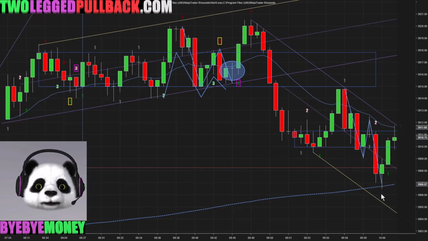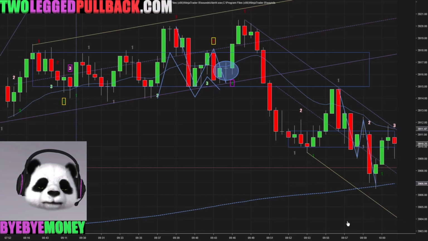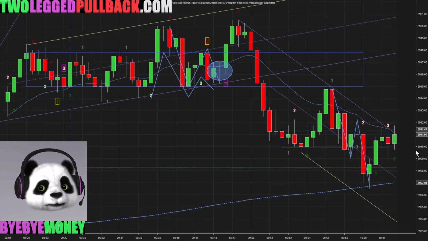Okay, so we're still in two-legged pullback city here. We still haven't lost it because this pivot high didn't break above this pivot high. So as you see here, we actually were able to get our higher low. Since we have our higher low here, would I consider going long here?